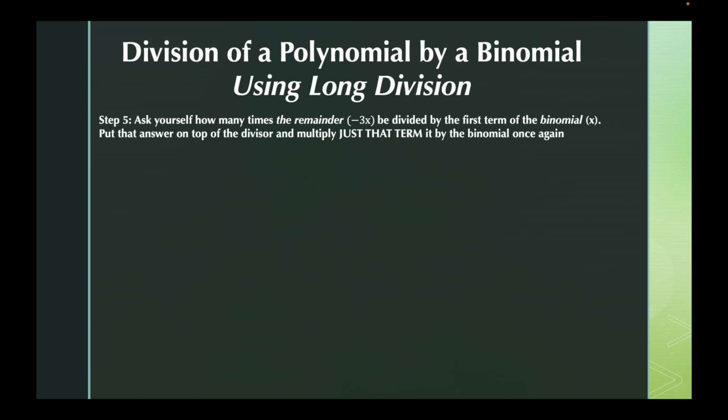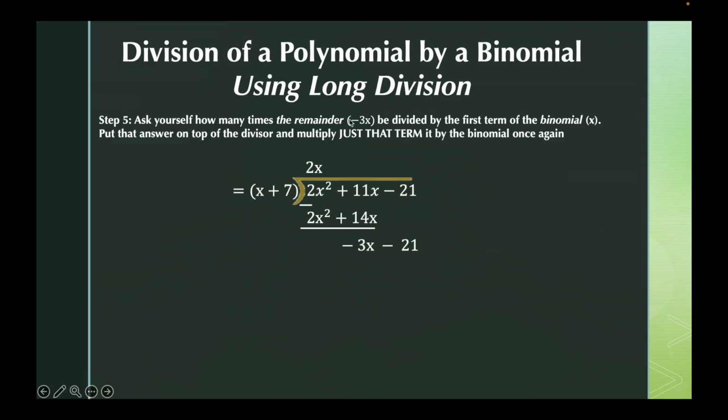Now that you have brought down the 21, you have to once again ask yourself, how many times the remainder, in this case it's the negative 3x, can be divided again in the first term of the binomial? How many times does x go into negative 3x? Or what is negative 3x divided by x? There's a whole bunch of different ways that you can do this. The answer is negative 3. So x goes into negative 3x negative 3 times.